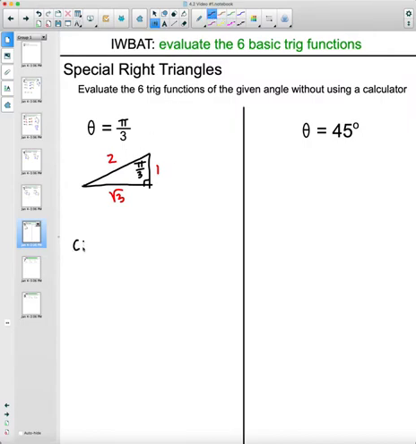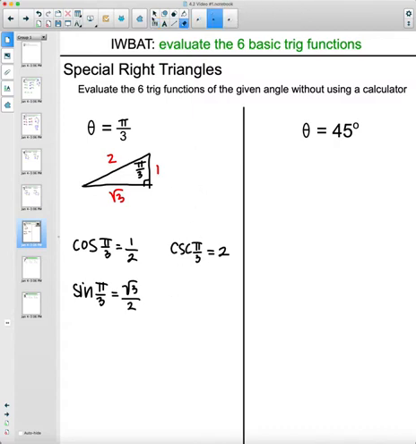So then cosine of pi over 3, cosine is adjacent, which is 1, over hypotenuse, which is 2. Cosecant would be the flip of that. So cosecant of pi over 3 is going to be 2 over 1, or just 2. Sine of pi over 3, so sine is opposite over hypotenuse. So opposite of the pi over 3 is square root 3. Hypotenuse is 2. Oh, what am I doing? I did this wrong. Sorry.